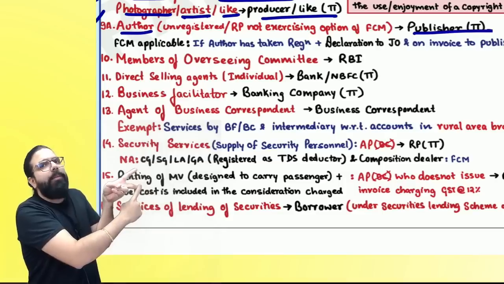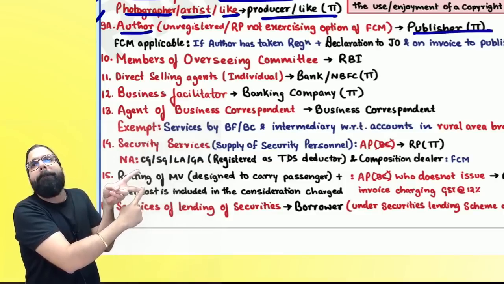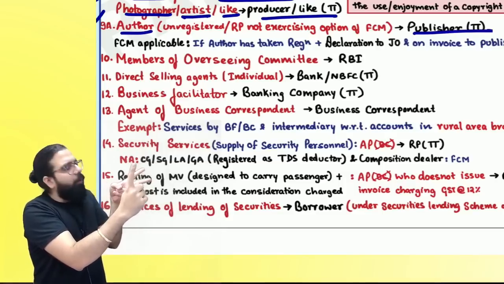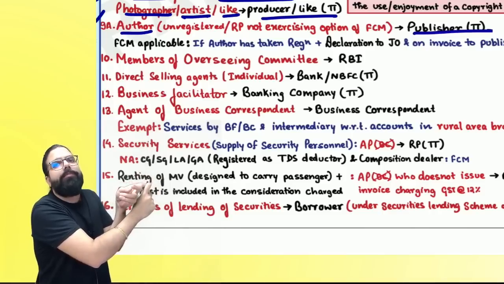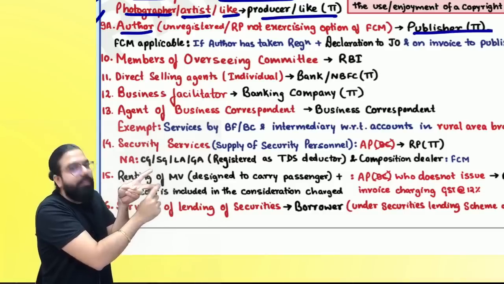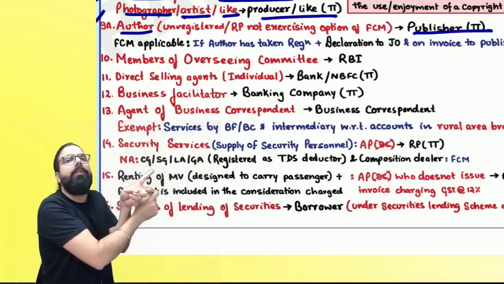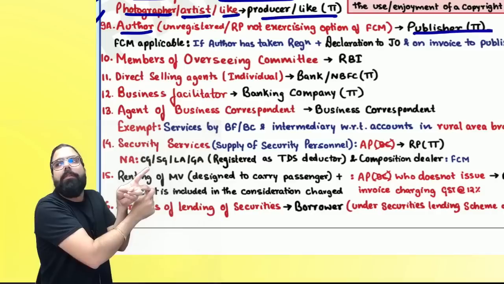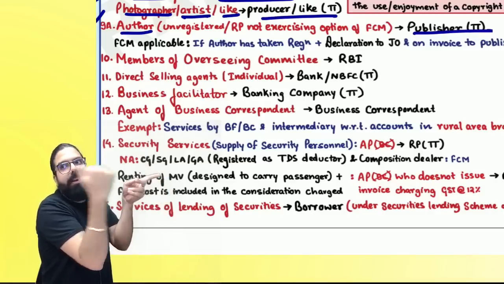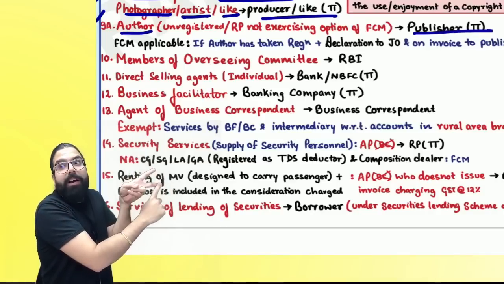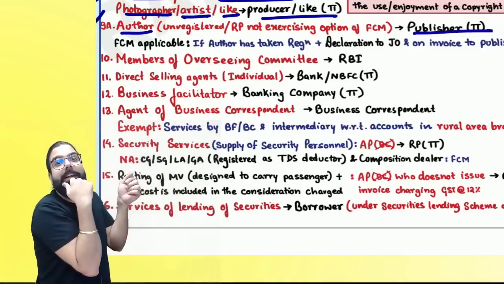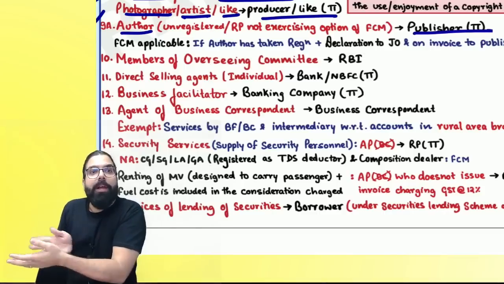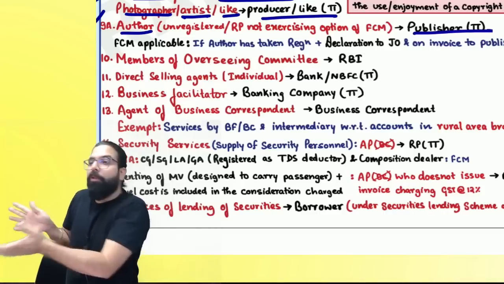When one service is under RCM, one service forward charge, what will happen over here? One service forward charge, I will get ITC. One service reverse charge, which is the author service given to a publisher, I will not get the ITC. It means I bought a laptop, take half ITC, don't take apportionment, too much headache.